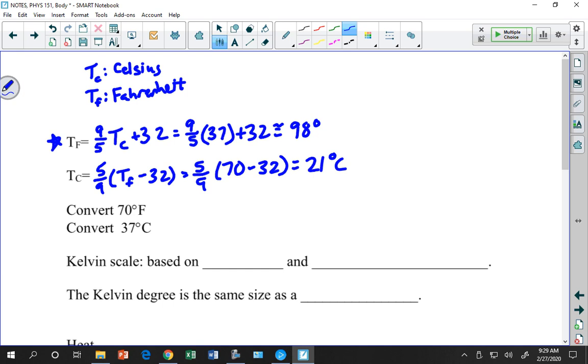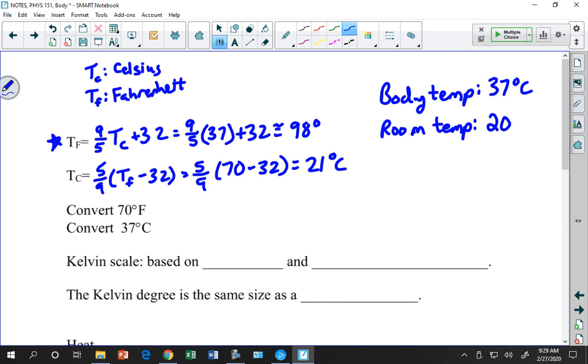So that's why I chose these temperatures, because the body temperature in Celsius, which is what, 98.6, right? Normal body temperature. In the Celsius scale, it's about 37 degrees Celsius. And room temperature, which is about 70 degrees Fahrenheit, is about 20 degrees Celsius.